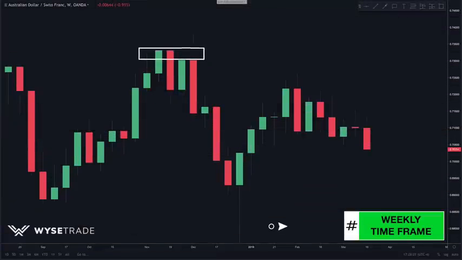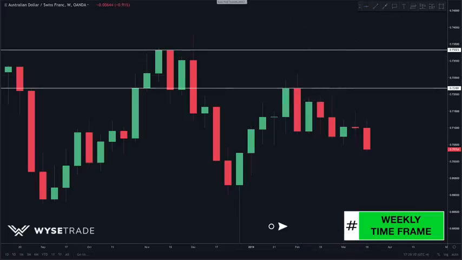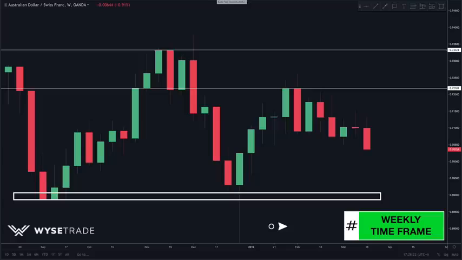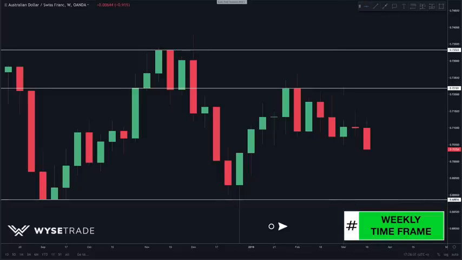Notice how we have an obvious swing high up here, so we draw it in. Next to the right, another level of resistance, so we draw it in. And along the bottom, we have an obvious level of support. And here are all your dynamic levels.